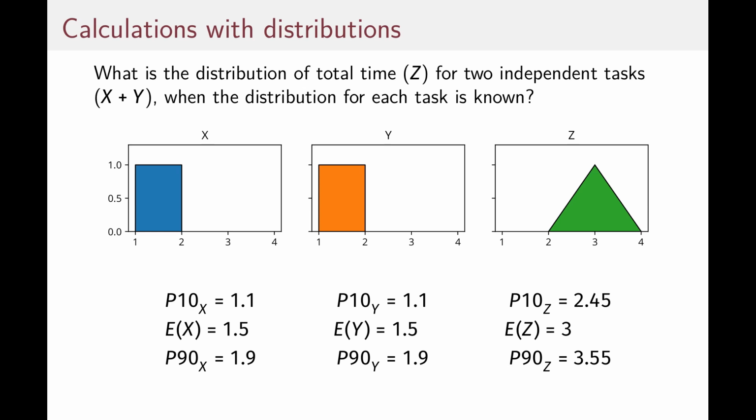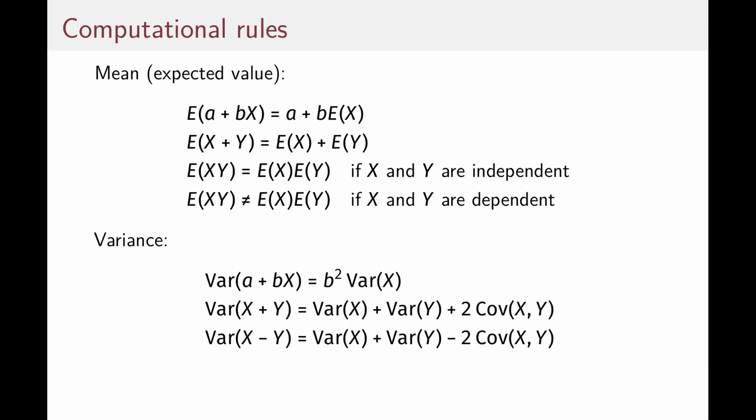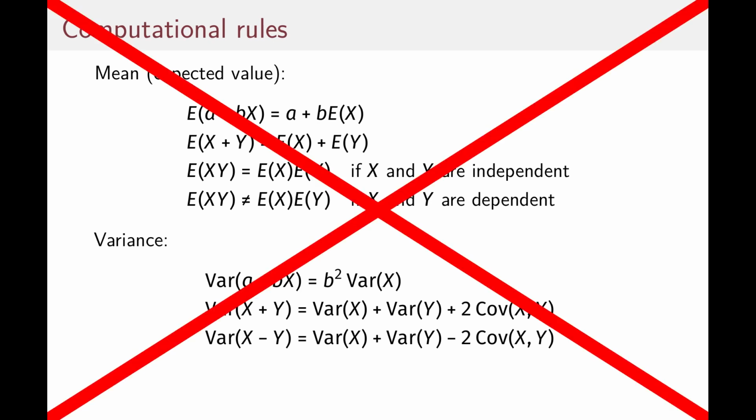So it's not easy to compute with probability distributions. There are some computational rules for things like the mean and the variance, and you probably learned these in school, but we're just going to ignore all of that because we'll soon see that there's an easier way to do all of this stuff.